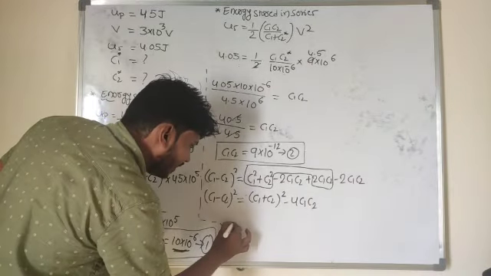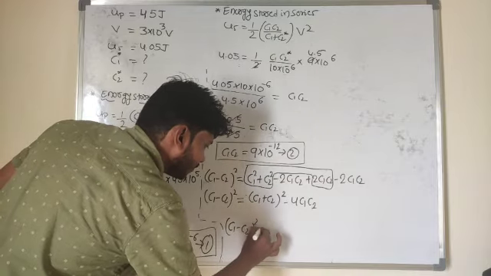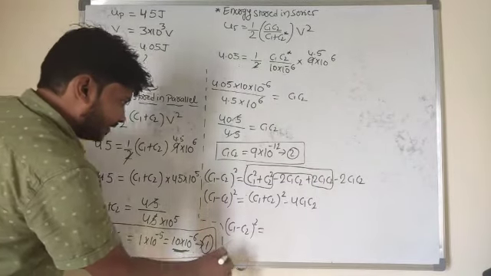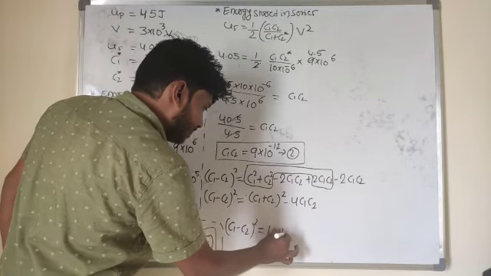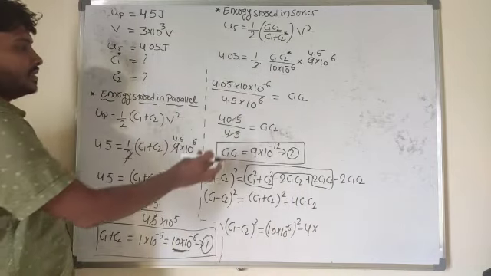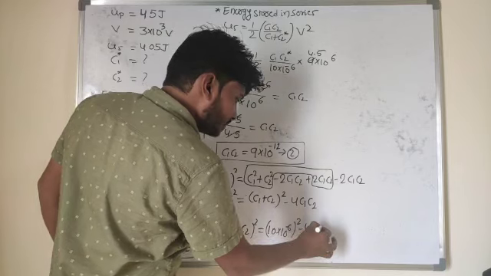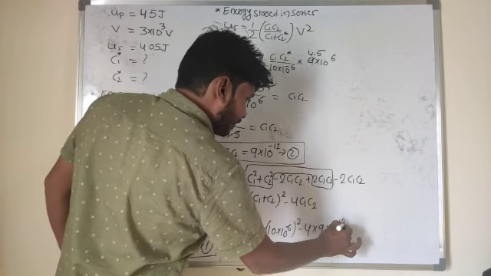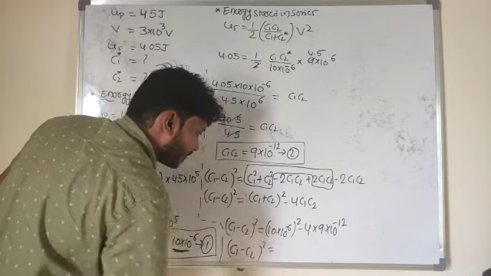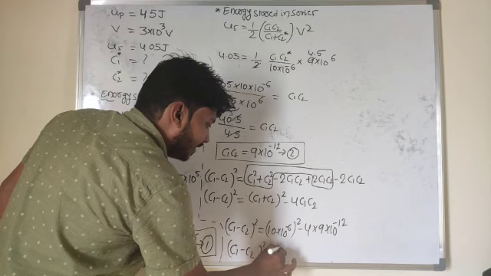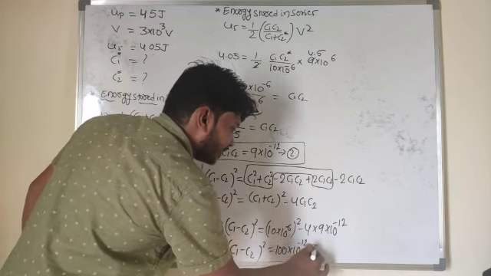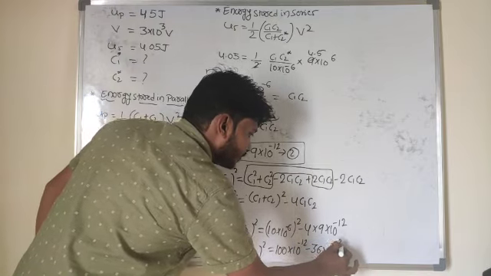So then I can find the (C1 − C2) whole square value. (C1 + C2) whole square value is how much? C1 plus C2 value is 10 into 10 to the power of minus 6, whole square, minus 4 times the C1 into C2 value. That is 9 into 10 to the power of minus 12 here. So finally (C1 − C2) whole square is 100 into 10 to the power of minus 12 minus 36 into 10 to the power of minus 12 here.